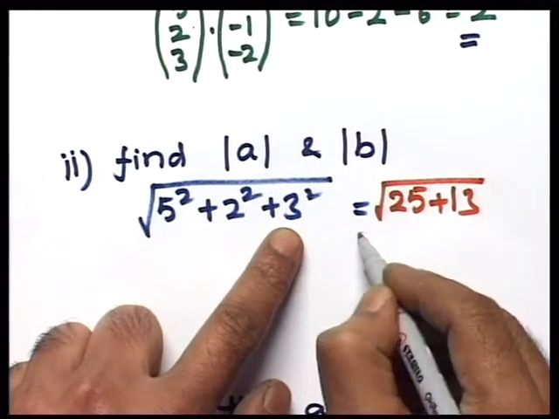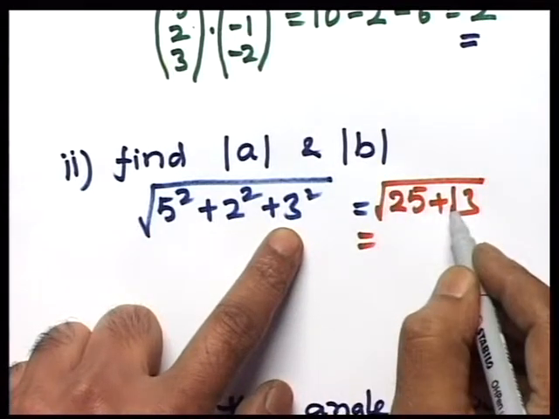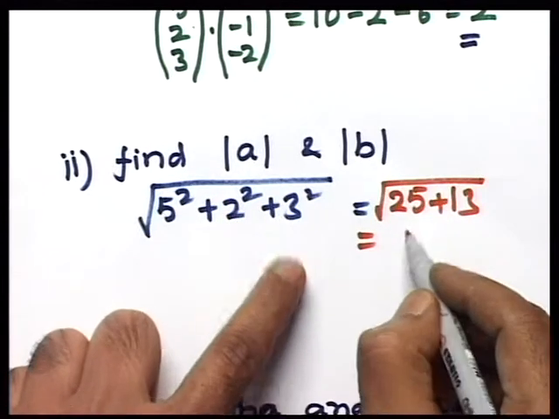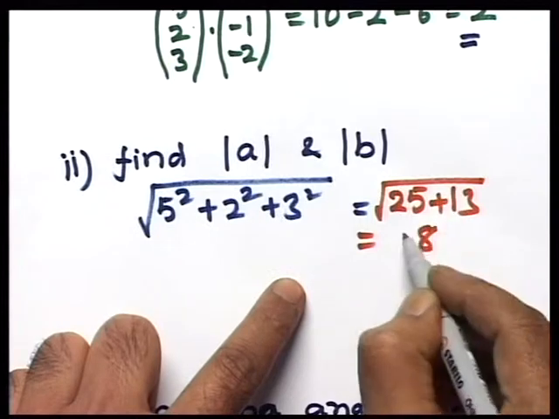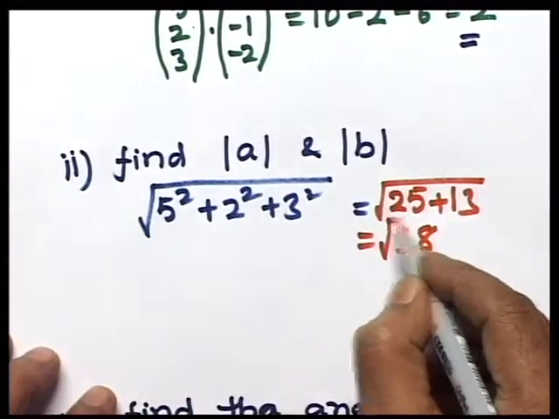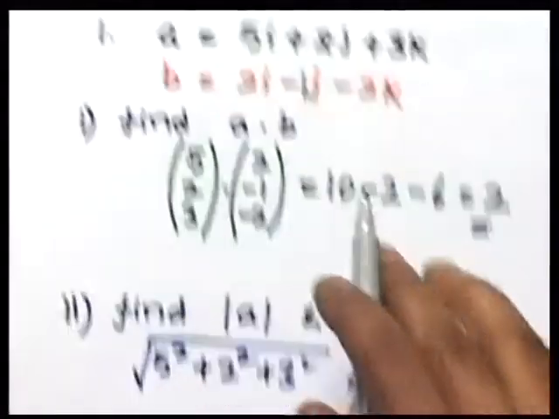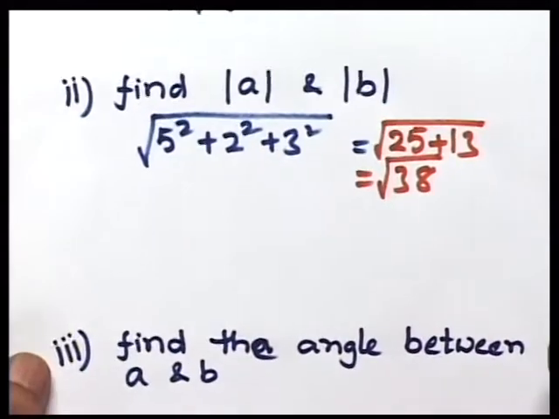Under the root we have a 38, isn't it? 25, 4, 9. Yeah. So 25 plus 9 is 34, plus 4 is 38. So it's root 38. So we leave it like that. Then we look at the modulus of b. They wanted us to find the modulus of b as well.